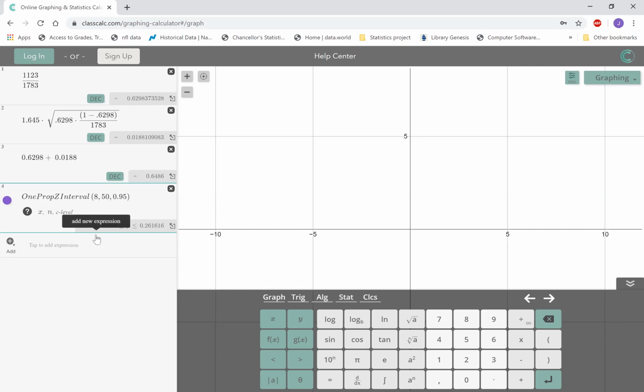Any questions so far on how we got the answer 0.058384 and 0.261616? All right, so let me put that for my answer here. So I'll say 0.0584.